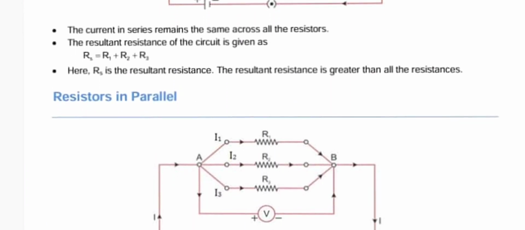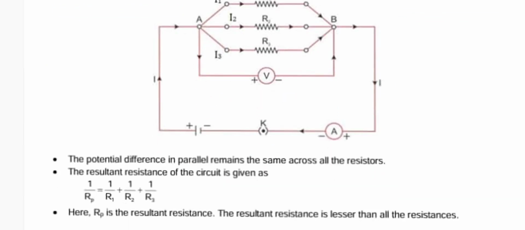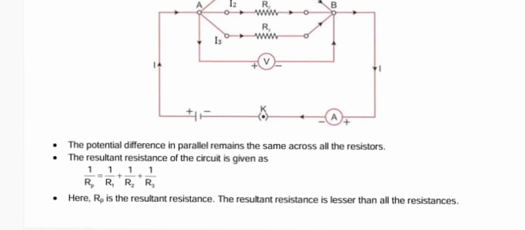Now we will do resistors in parallel. The potential difference in parallel remains the same across the resistors. The resultant resistance of the circuit is given as 1 upon Rp is equal to 1 upon R1 plus 1 upon R2 plus 1 upon R3. Here Rp is the resultant resistance. The resultant resistance is lesser than all the individual resistances.